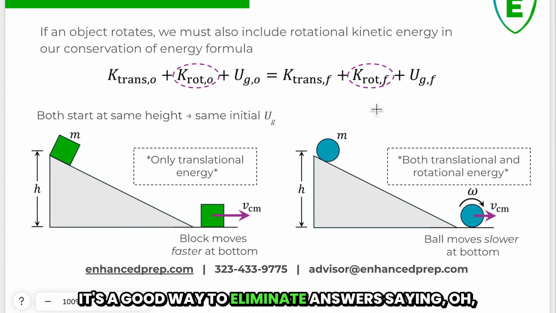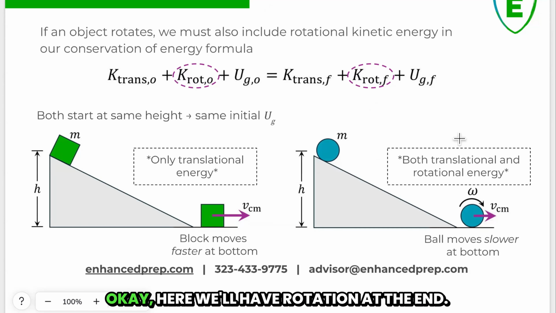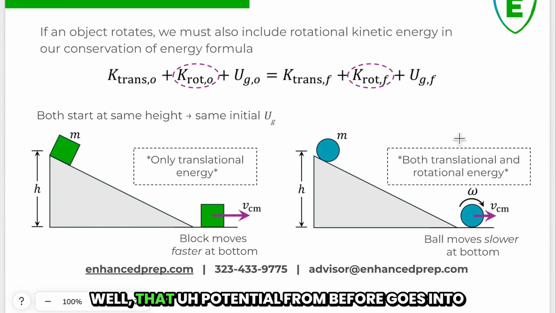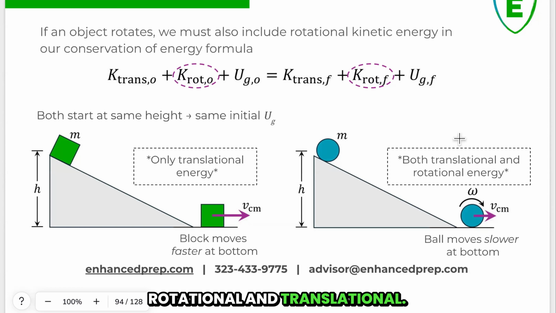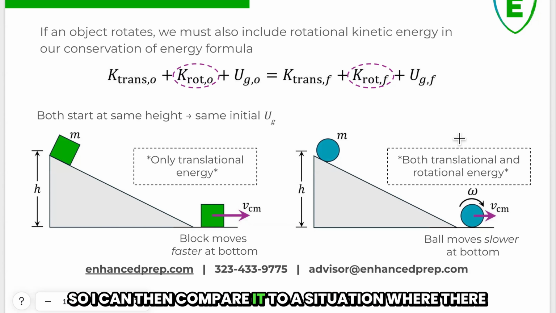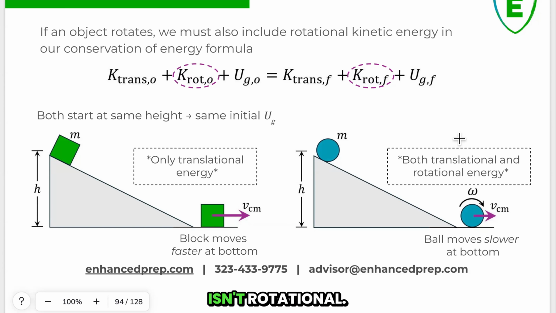It's a good way to eliminate answers, saying, oh, okay, here it will have rotation at the end. Well, that potential from before goes into rotational and translational. So I can then compare it to a situation where there isn't rotational.